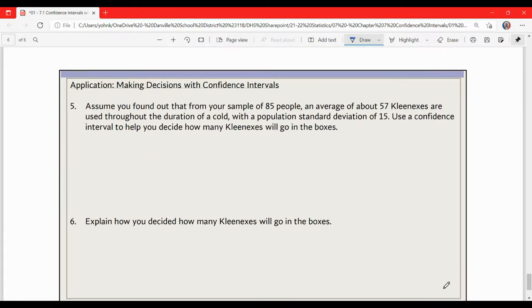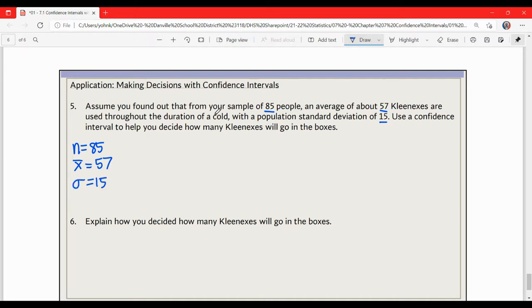Okay, number 5, assume you found out that from your sample of 85 people, an average of about 57 Kleenexes are used throughout the duration of a cold, with a population standard deviation of 15. Use a confidence interval to help you decide how many Kleenexes will go in the boxes. Well, I need an n, which in this case is 85 for my sample size. I need an x bar, which is the sample mean, which in this case is 57. I need a population standard deviation sigma, that's 15.